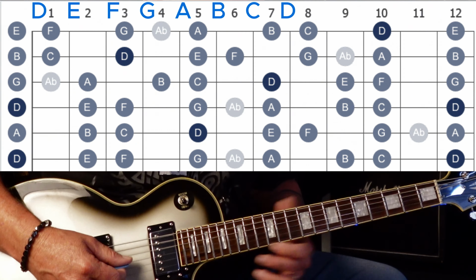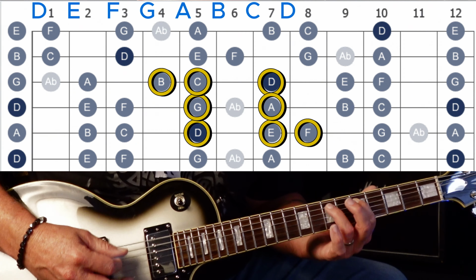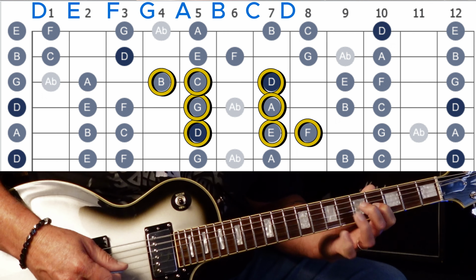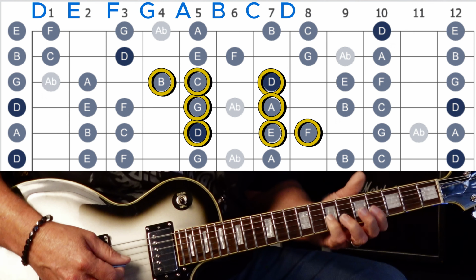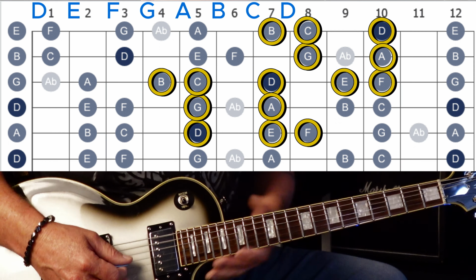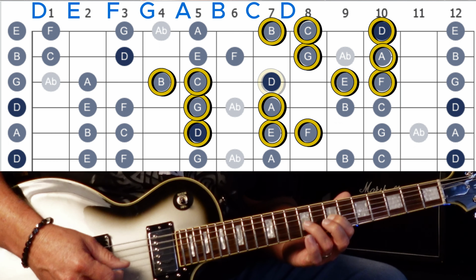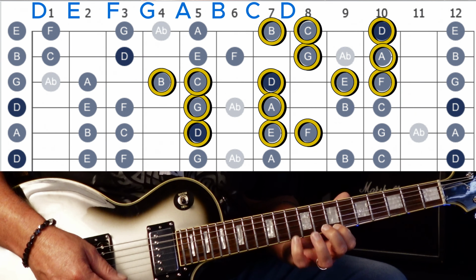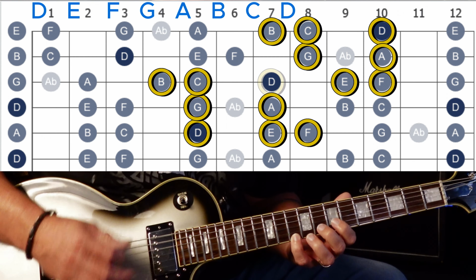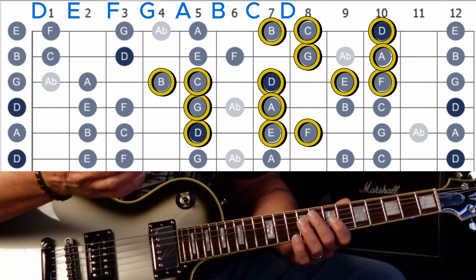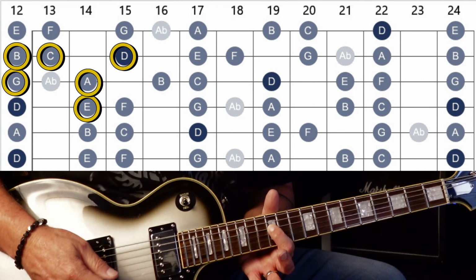So if I'm going to do D Dorian, but now I'm going to start at this octave of D, then it goes like this. Same notes, just at a higher octave. Here's D over here on the 12th fret.